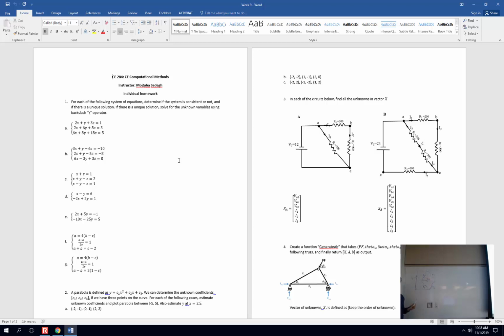What we need to calculate is current through each one of them and voltage between A and B and C and D. So VAB, VAC, VBC, VBD, VCD, I1, I2, I3, I4, I5 is needed. So we want to calculate. How do we do that?